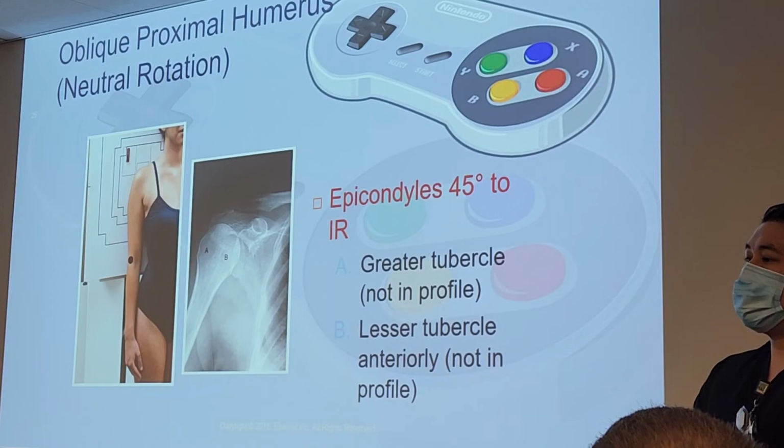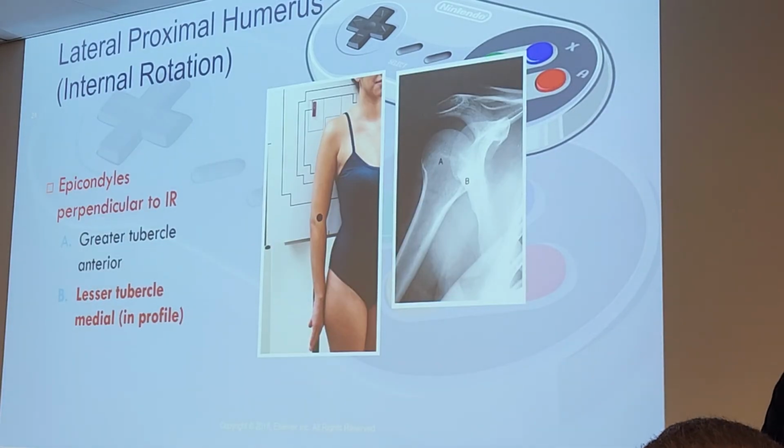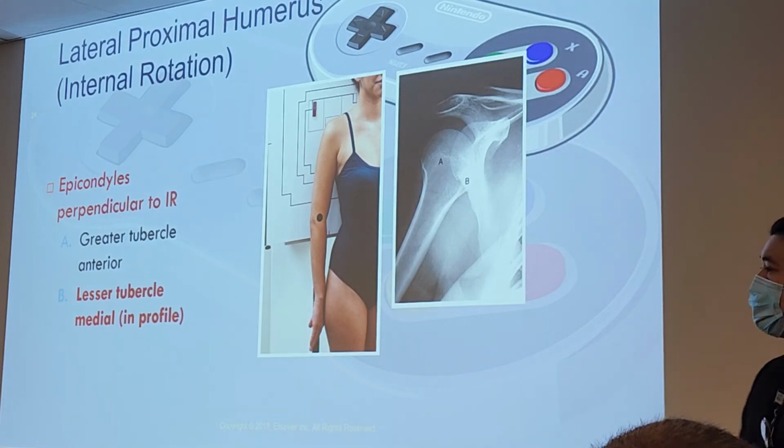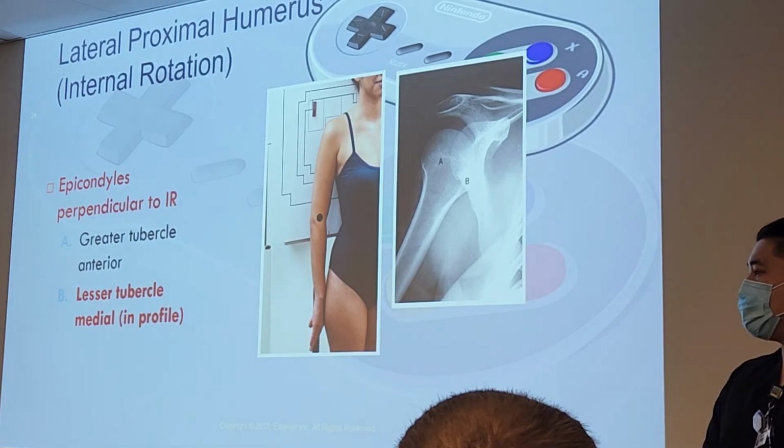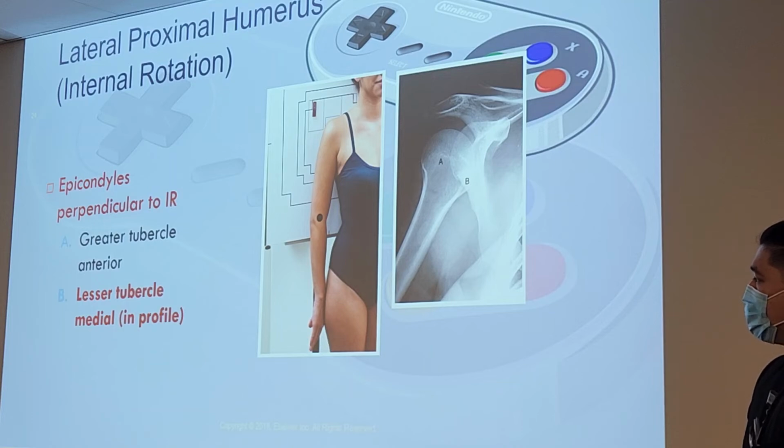Y'all following so far? Wait, can you go back to this? Yeah. Y'all see that lesser tubercle, how it's very predominantly protruding medially? Y'all see a difference between that external and internal? I'll show you all of them side by side in a second, to get a better visual. Thank you. Everybody good? But make sure you don't focus on one or the other, guys. You need to know both those facts.